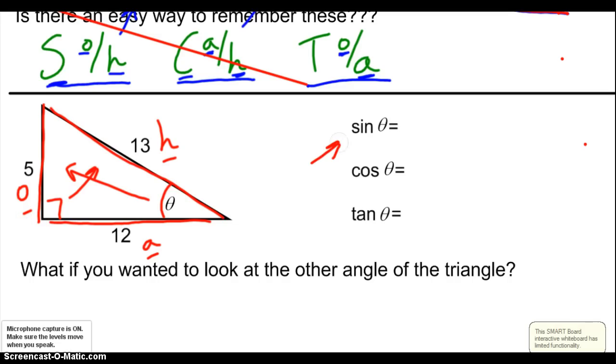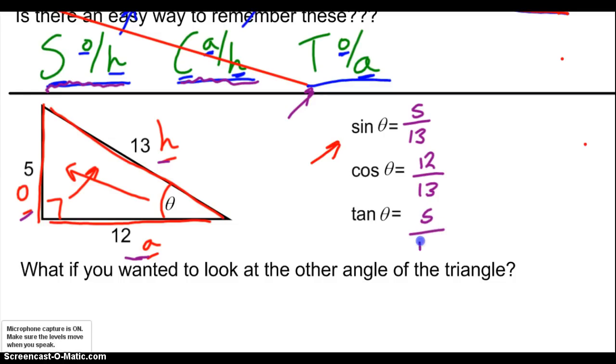Now, let's try and write these trigonometric ratios out. Sine of theta. What is sine? Well, let's go back to the top. Sine is opposite over hypotenuse. My opposite side is 5. My hypotenuse is 13. So the sine will be 5 over 13. What about cosine? Well, cosine is adjacent over hypotenuse. My adjacent side is 12, my hypotenuse is 13, so cosine of theta will be 12 over 13. What about tangent? Well, tangent is opposite over adjacent. My opposite side is 5, my adjacent side is 12, so this ratio will be 5 over 12.